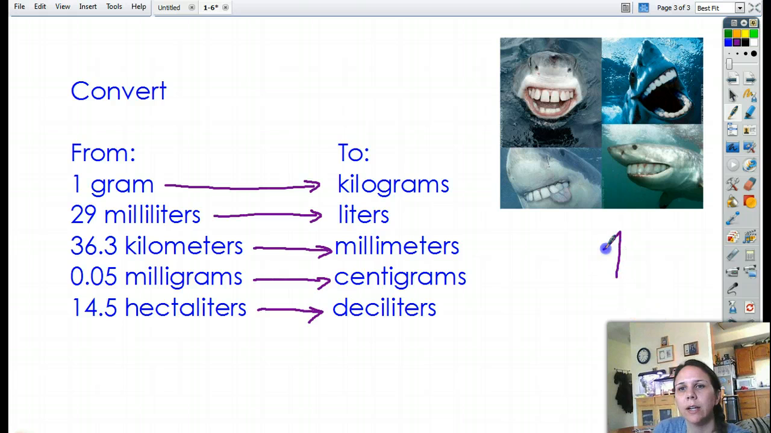I thought you'd enjoy my shark photos. Sharks wouldn't be so scary if they didn't have pointy teeth, huh?